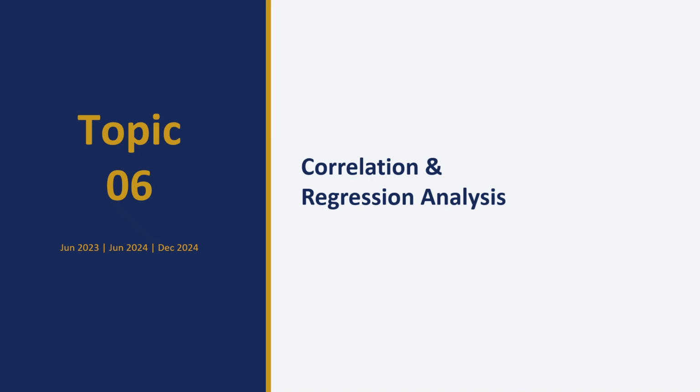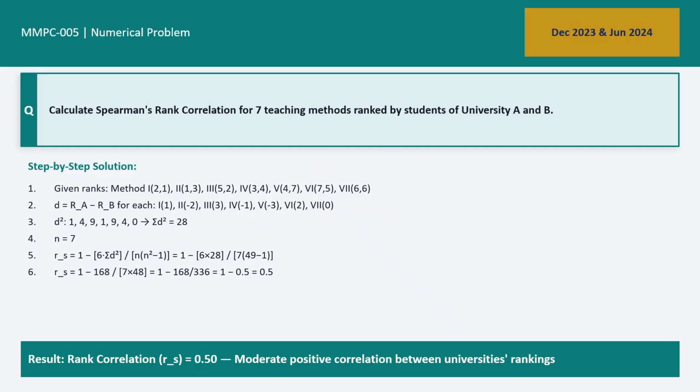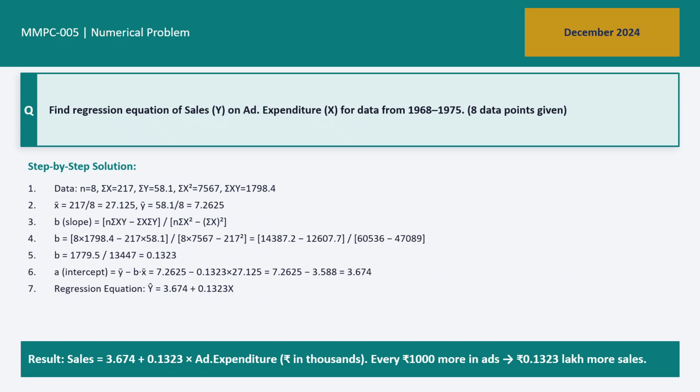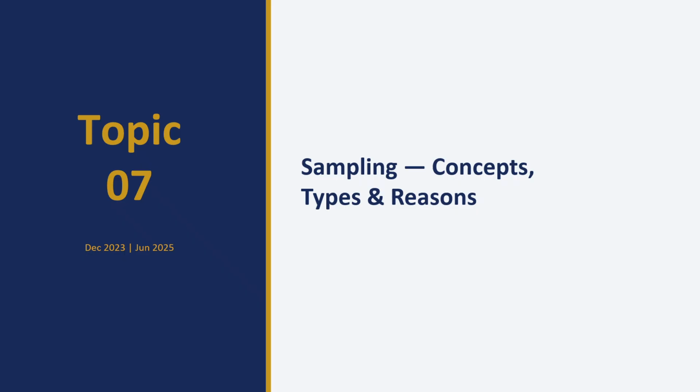Next topic is correlation and regression. Correlation measures relationship between variables. Spearman's rank correlation is used for ranks and gives value between -1 and +1, while Karl Pearson's correlation measures linear relationship. Regression helps predict dependent variable using independent variable. Equation is y equals a plus bx, where b is slope and a is intercept. Always interpret the result clearly in exam.